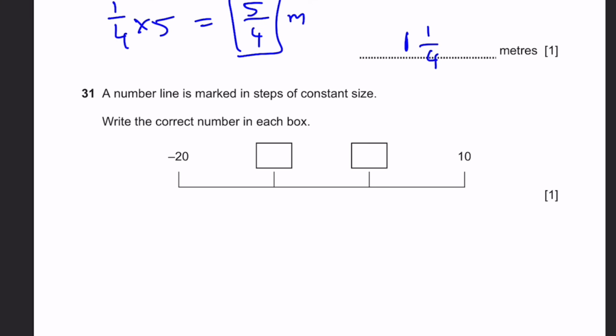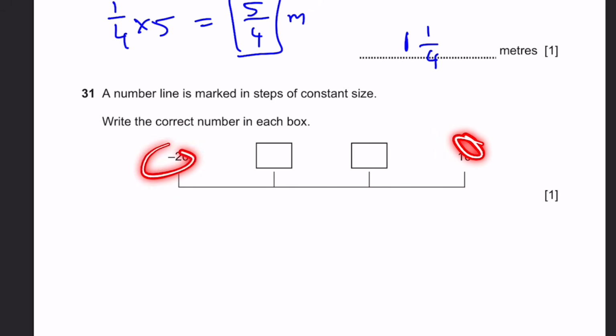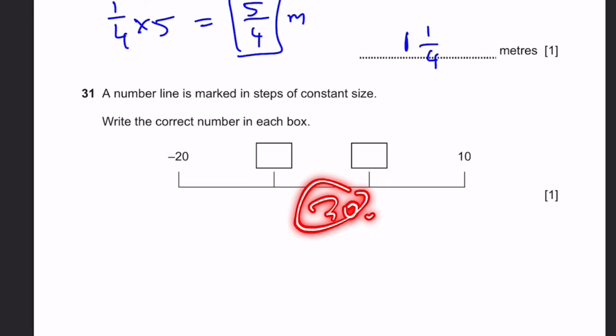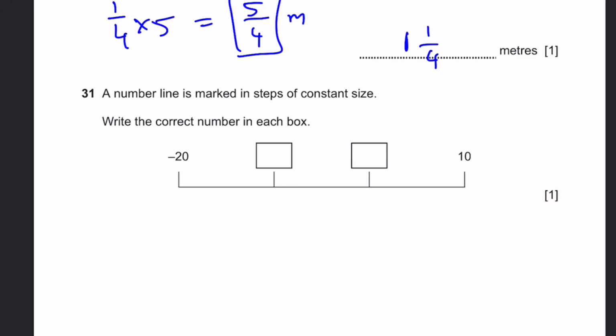Question 31. A number line is marked in steps of constant size. Write the correct number in each box. Well, if we go 1, 2, 3 steps, we get from minus 20 to 10. What's the difference between the two? It's a difference of 30, right? And that's 3 steps. Now, one step will be a difference of 30 divided by 3, which is 10. So, going from minus 20, we add 10 to get minus 10. And over here, we have 0 and then 10. So, these two numbers will be our answer.